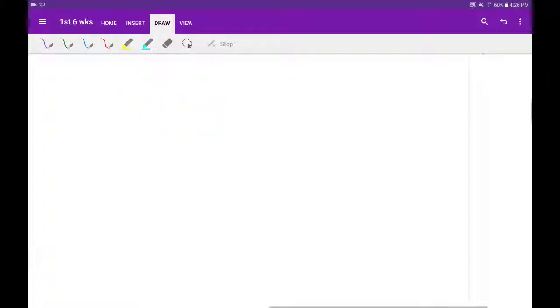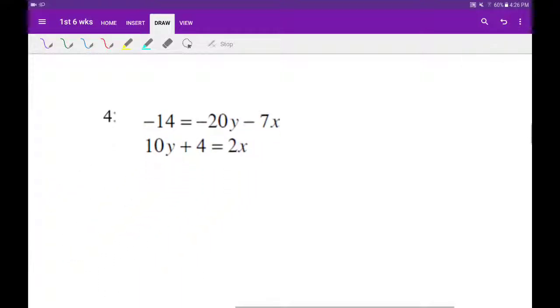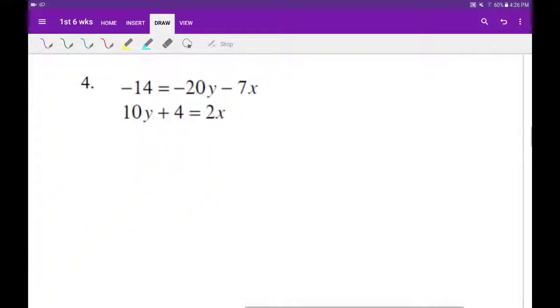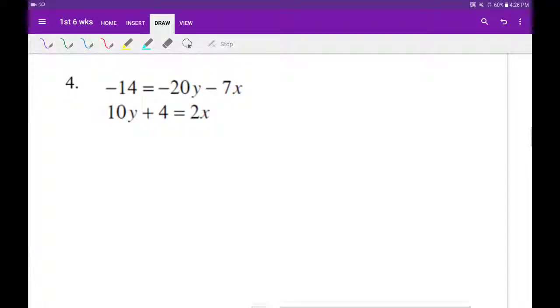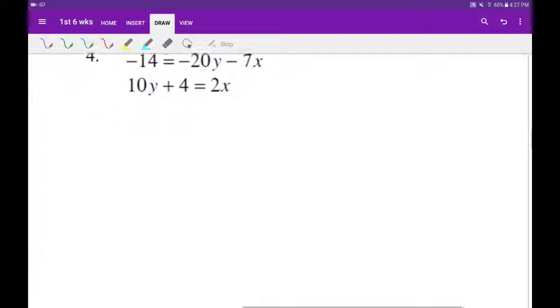All right, so for this example, example 4, this one's much harder. This one is way out of whack. None of the variables are lined up. It's not in standard form. And we're definitely going to have to multiply either one or both of these equations to get them a common number. So first thing we want to do is get this equation in a column of x's, y's, and our constants. So let's fix the top one first.